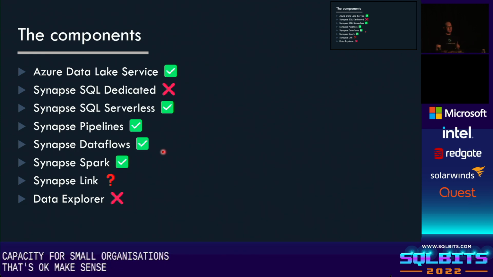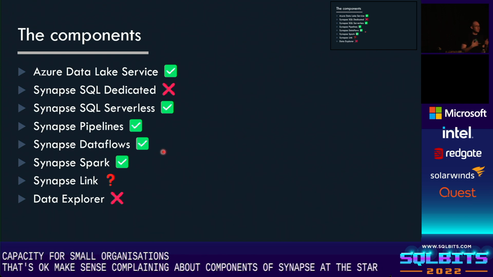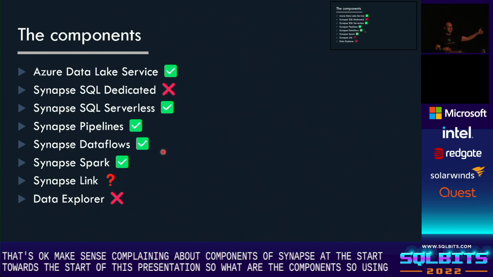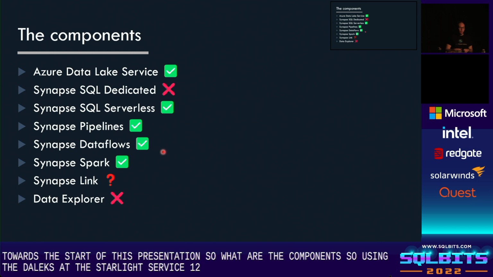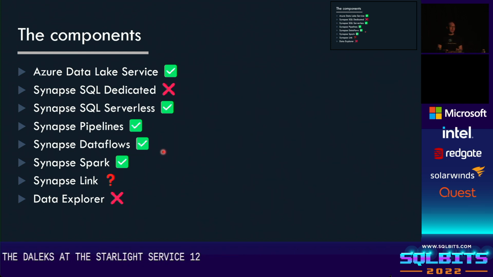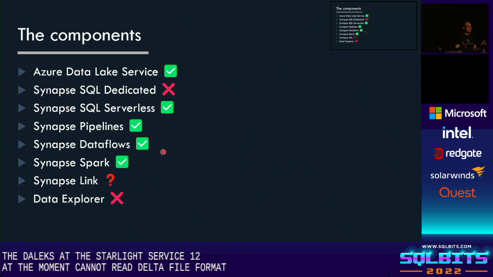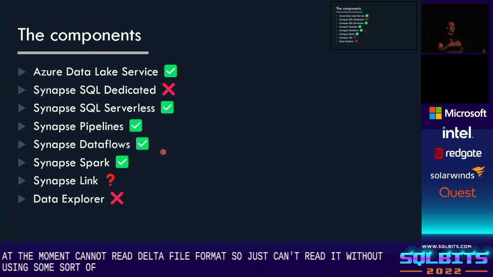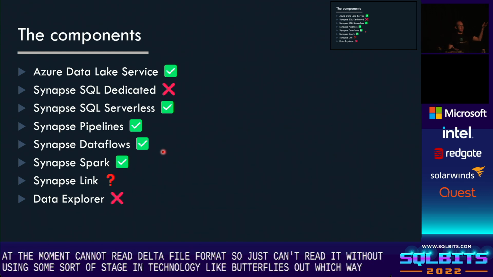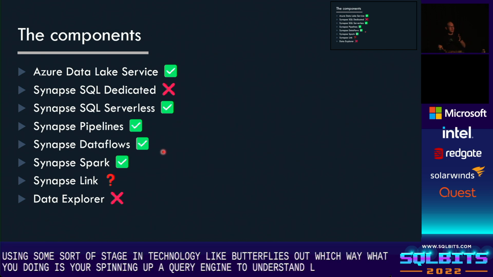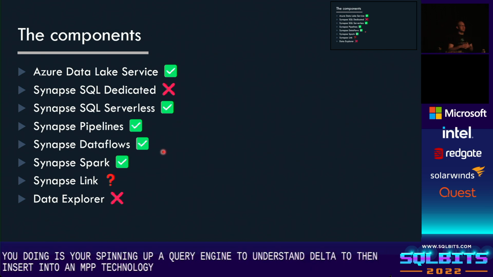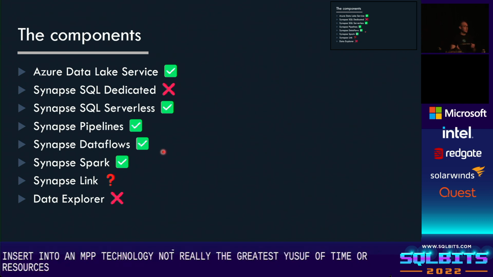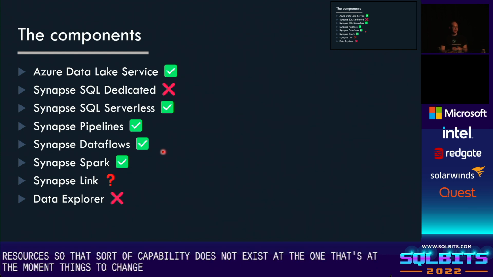So what components did we use, right? I talked about the components of Azure Synapse towards the start of this presentation. So what are the components we're actually using? We're using Data Lake Storage Gen 2. We're not using Synapse SQL Dedicated. Synapse SQL Dedicated at the moment cannot read Delta file format. It can't read it without using some sort of staging technology like data flows, at which point what you're doing is spinning up a query engine to understand Delta to then insert it into an MPP technology. Not really the greatest use of time or resources. So that capability does not exist at the moment. I want to be clear, that's at the moment. Things should change, but that is the way it is.